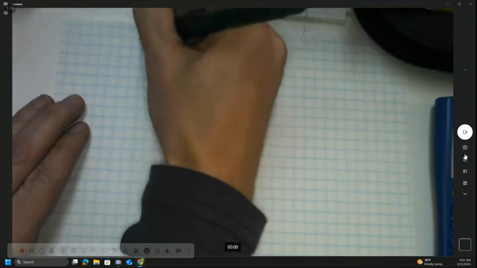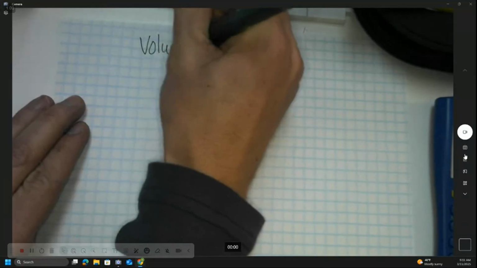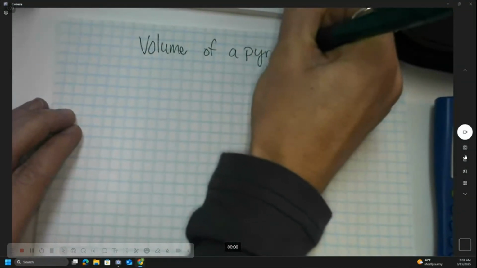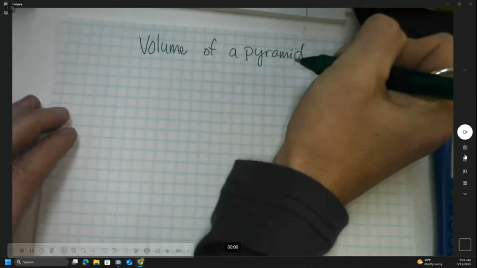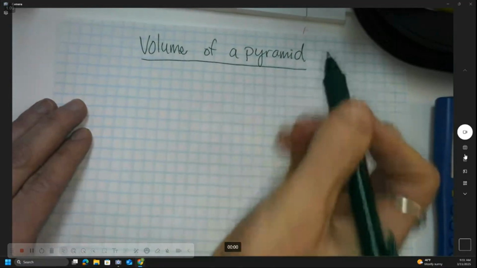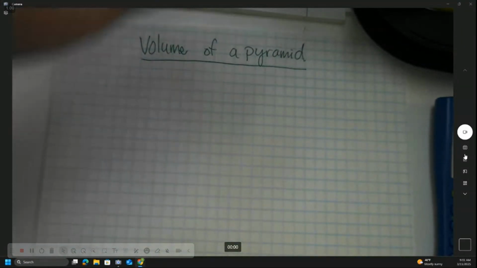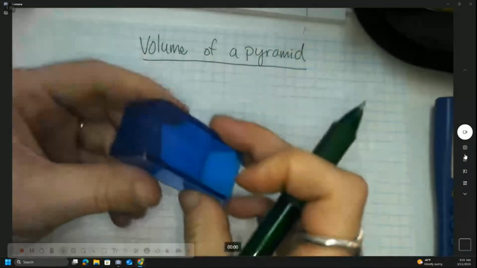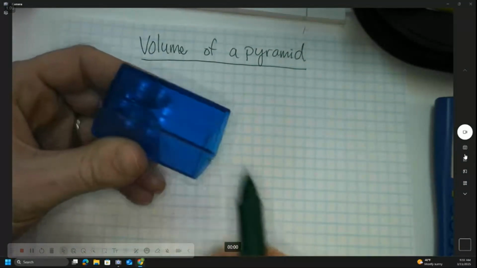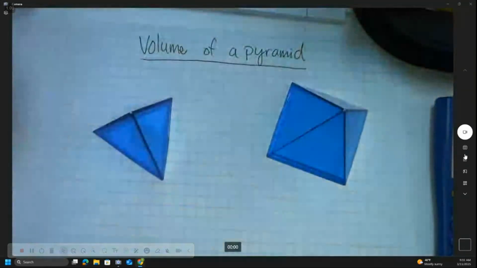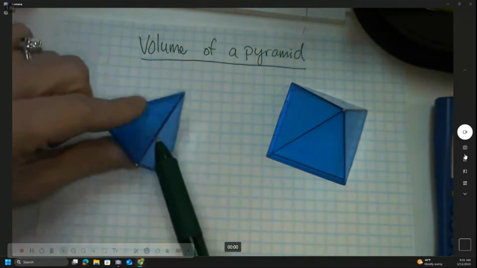Okay, next lesson is covering volume of a pyramid. Now you got to remember what makes up a pyramid. What makes up a prism is having two bases. For example, a rectangular prism has two bases, top and bottom. A pyramid has one base, where edges go up to a vertex.